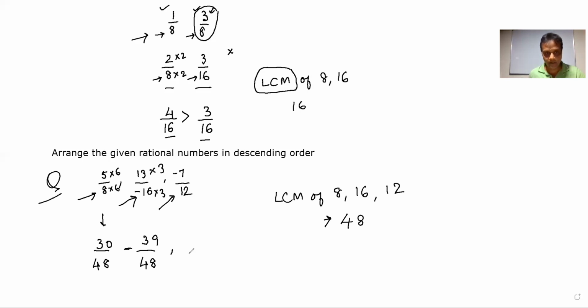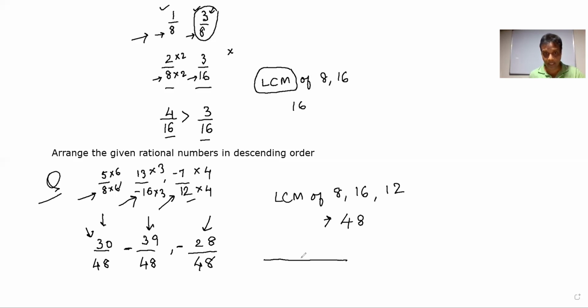And the last one, if I have to make the denominator 48, then how much should I multiply in the denominator? 4 times. So I'll have to multiply the numerator also 4 times. So this becomes minus 28. Now all 3 fractions are on the same denominator, so the bigger the numerator, bigger is the fraction. So now I can very easily see that this is 30, which is the biggest number, followed by minus 28. And the last one, the smallest, will be minus 39.